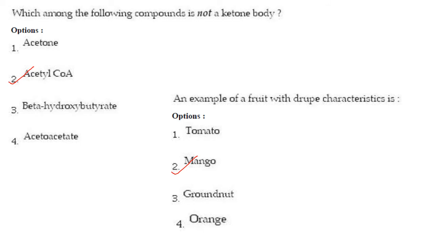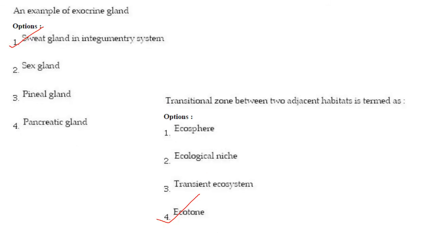An example of a fruit with drupe characteristics is option 1 tomato, 2 mango, 3 groundnut, 4 orange. Answer is option 2 mango. Next one. An example of exocrine gland. Option 1 sweat gland in integumentary system, 2 sex gland, 3 pineal gland and 4 pancreatic gland. Answer is option 1 sweat gland in integumentary system. Next one. Transitional zone between two adjacent habitats is termed as option 1 ecosphere, 2 ecological niche, 3 transient ecosystem, 4 ecotone. Answer is option 4 ecotone.